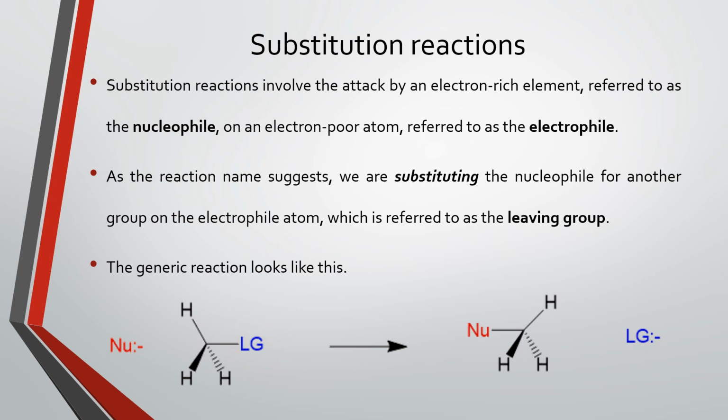In substitution reactions, what happens? The leaving group leaves with its bonding pair of electrons so that it acquires a negative charge on it, and the nucleophile, which is already an electron-rich element, attacks the carbon center, which is electropositive, after removal of the leaving group. So that we will get this product, that is the substituted product, in which the nucleophile is attached to the carbon atom which was attached to the leaving group in the starting material.